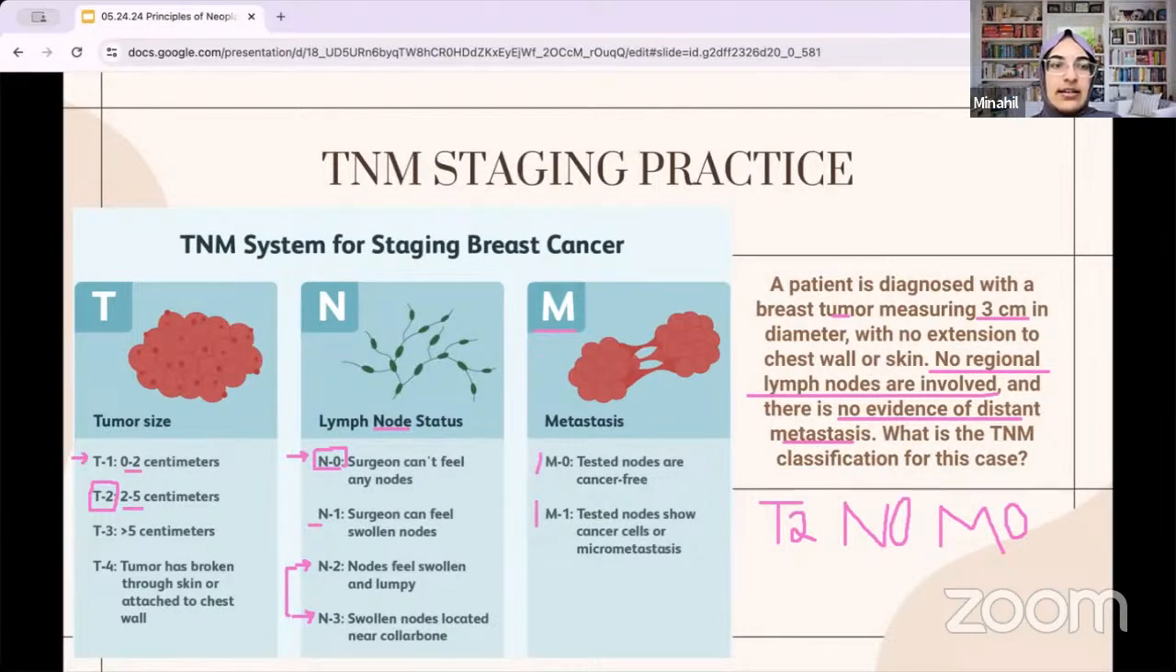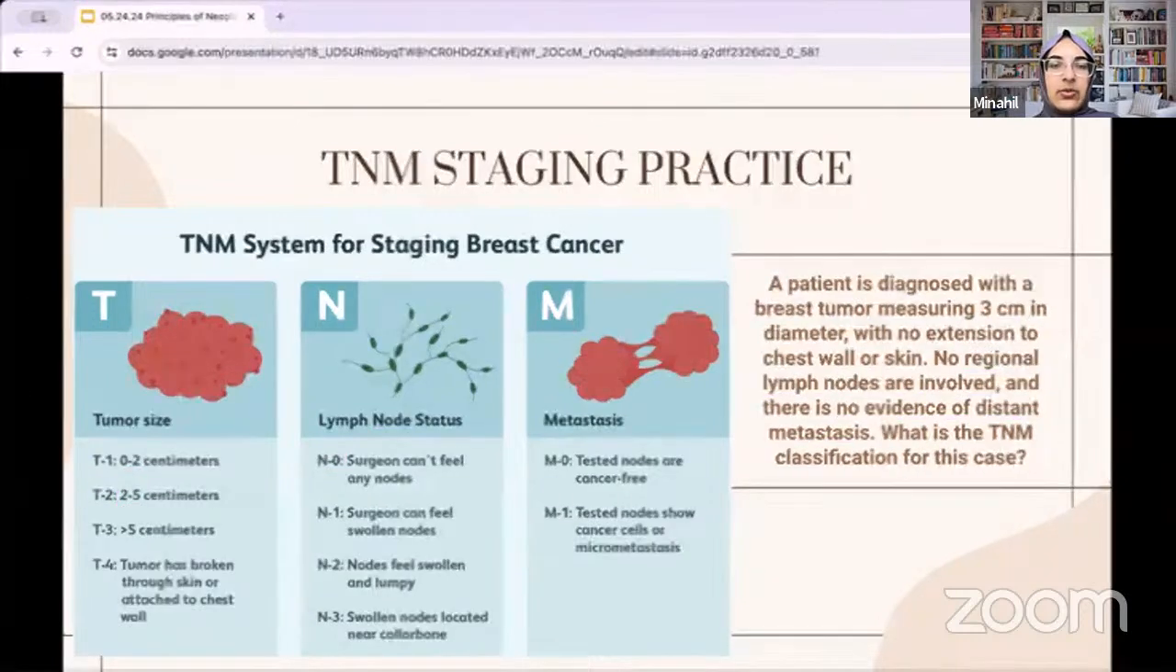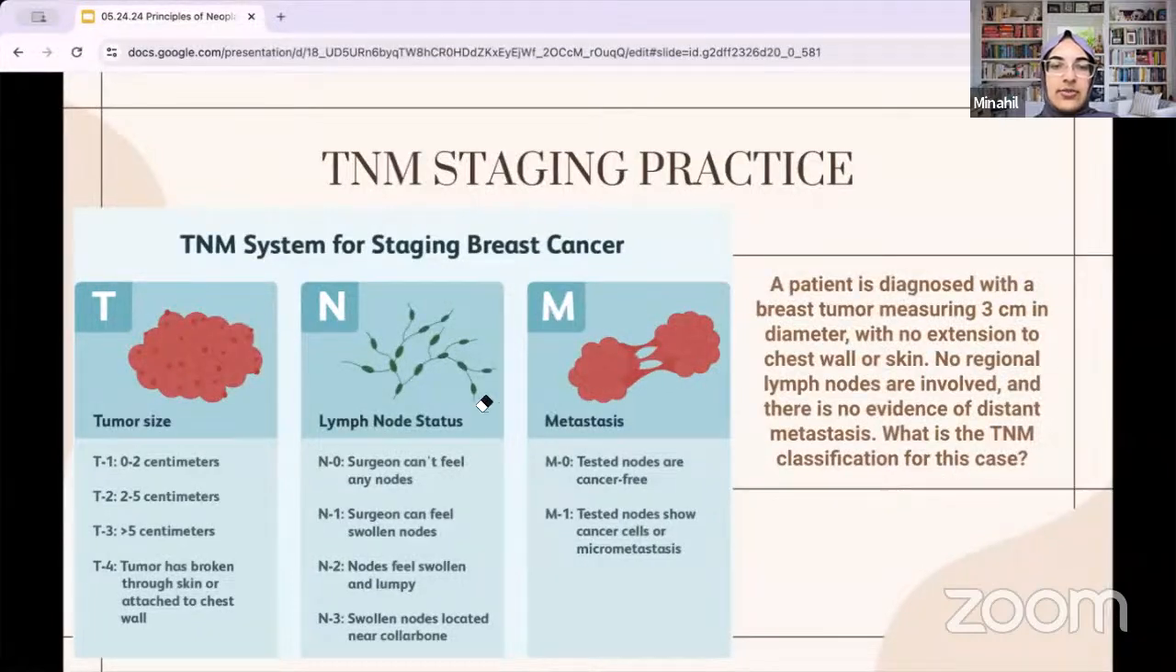And in this case, let me just clear my annotations. Let's just clear it all. Yeah, so essentially, now we know that the answer to this question is going to be T2, N0, and M0. So for the breast cancer patient with a 3 centimeter tumor and no regional lymph node or distant metastasis involvement, the TNM classification would be T2, N0, M0.